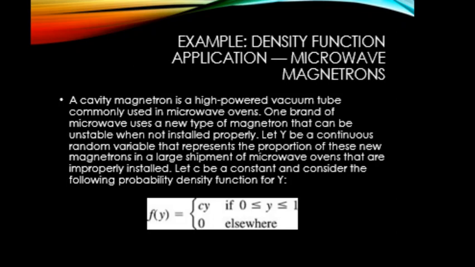Let c be a constant and consider the following probability density function for y. In this case, we are already given the probability density function. f of y is c times y, where y can take values between 0 and 1, and it will be 0 elsewhere. As you can see, y is the proportion of these new magnetrons, so its proportion is between 0 and 1, and therefore f of y is nonzero only between 0 and 1.